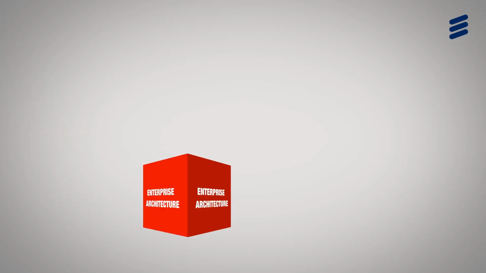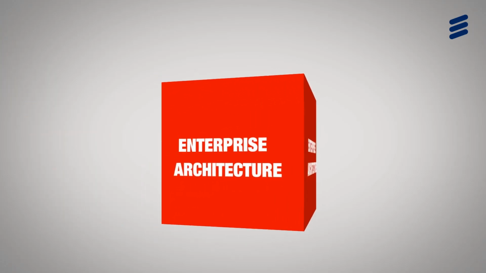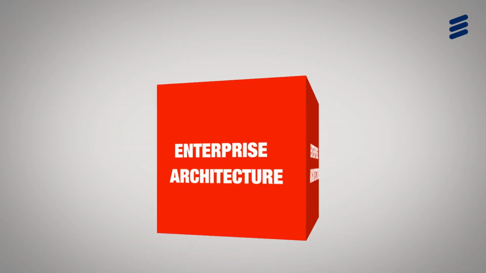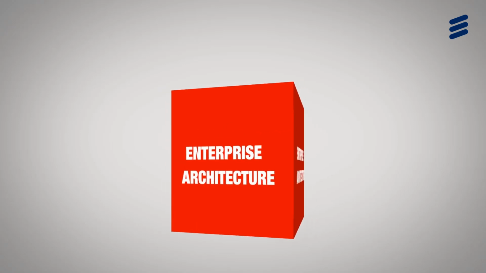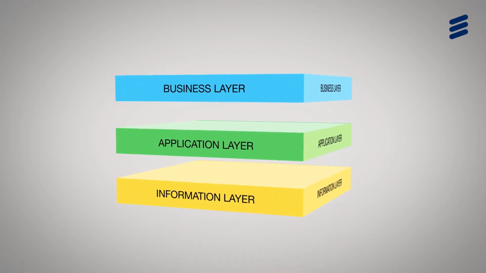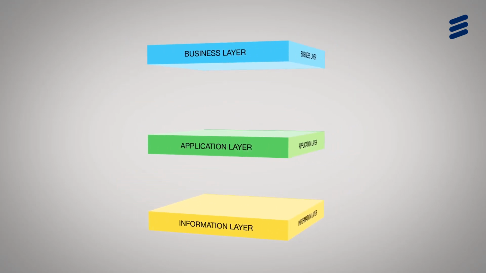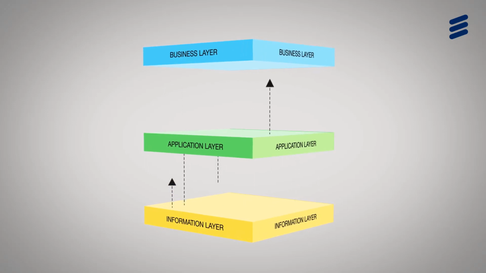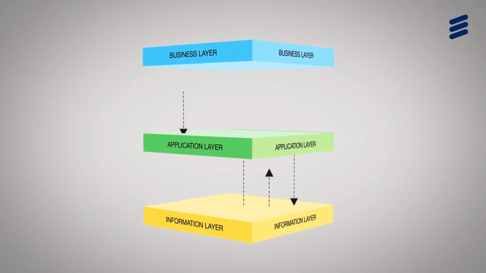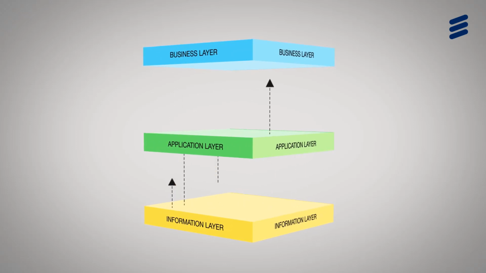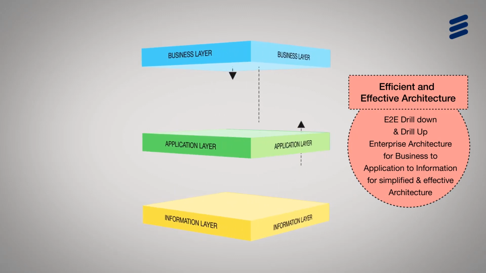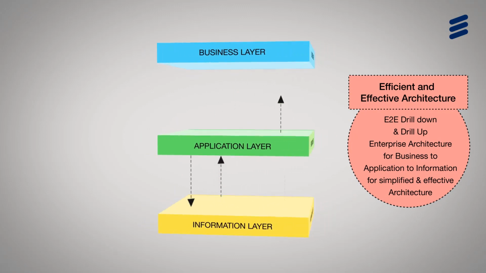Welcome to the demo of how an enterprise architecture helps in business engagements. Enterprise architecture has 3 layers. Enterprise architecture has 3 layers: business layer, application layer, and information layer. These layers are interconnected and shows which application realizes what business process and which information entities are managed by what application. As a result, what we get is a simplified and effective architecture with drill down and drill up capabilities.